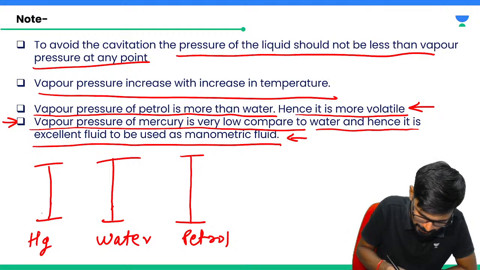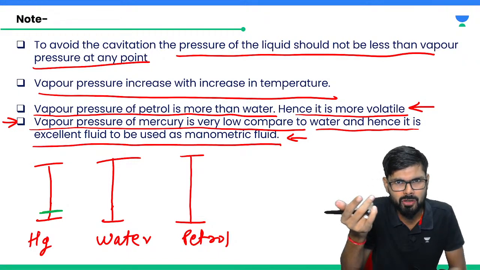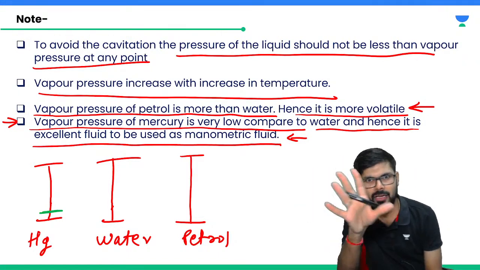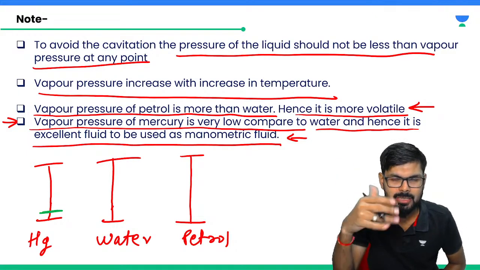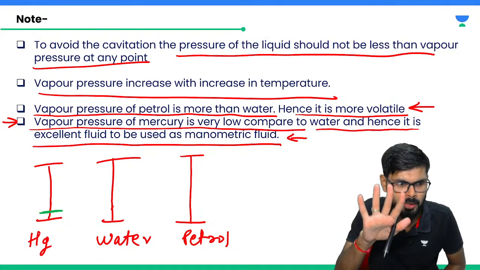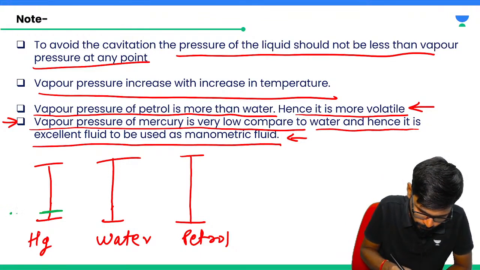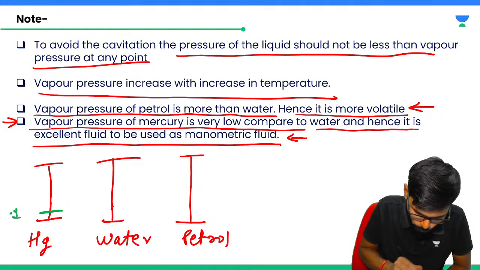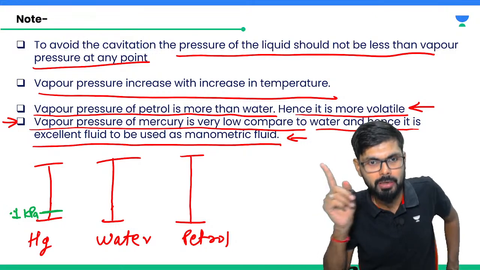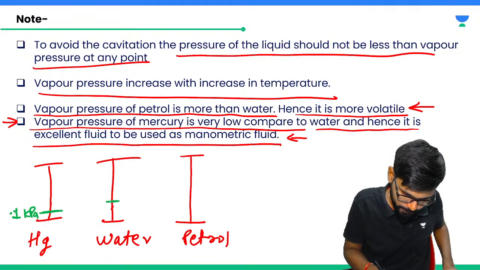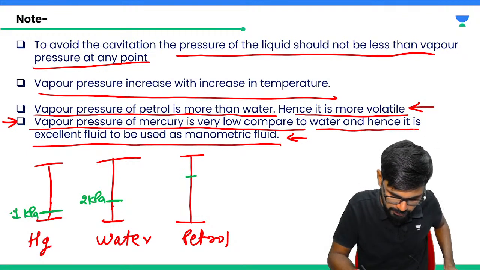Now suppose Hg vapor pressure is, I am just writing some random value, don't say how can you write wrong data. It is just to make you understand. I don't remember the actual vapor pressure of Hg, because it depends upon the temperature and many conditions. So I am just writing one value to make you understand. Let's say this value is 0.1 kilopascal. Just writing, don't say sir is it right or wrong, just to make you understand. Now this value is, let's say, 2 kilopascal.